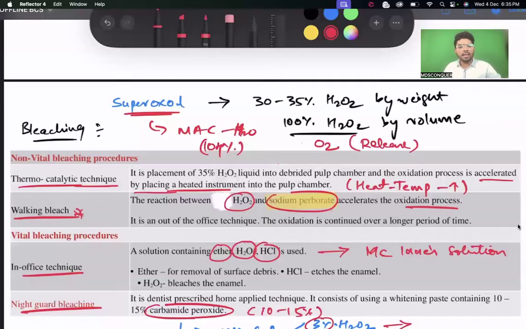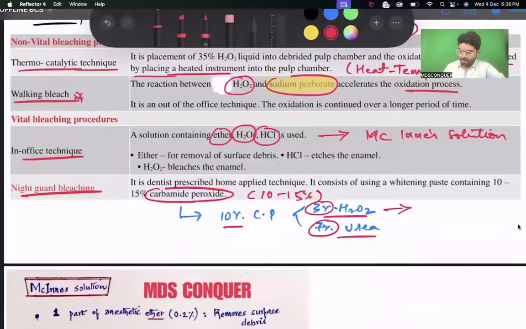So night guard, what is the bleaching agent that is used? Yes, very good. Carbamide peroxide. Whereas walking bleach, yes, walking bleach is sodium perborate.